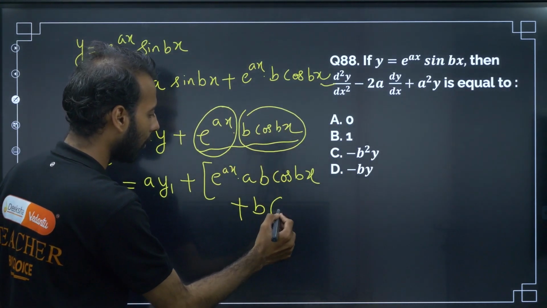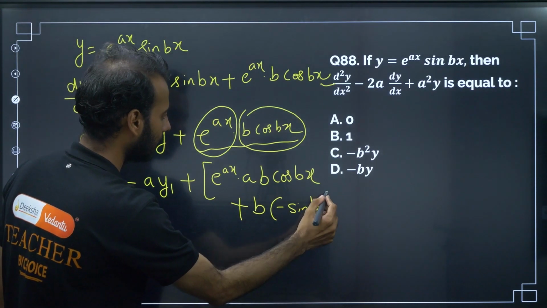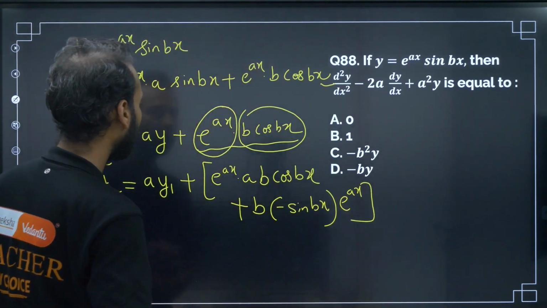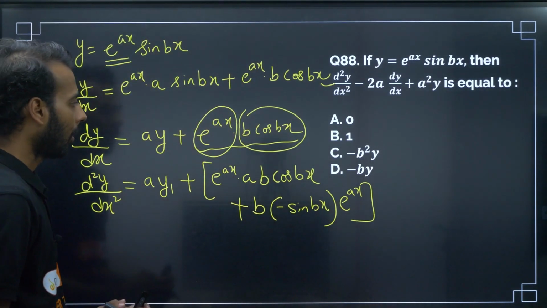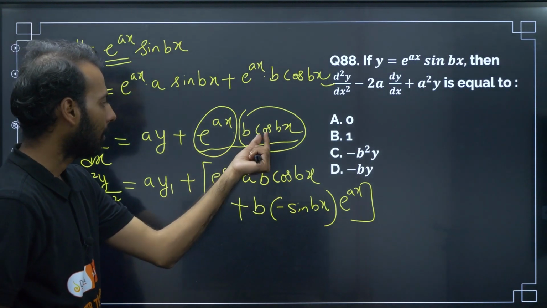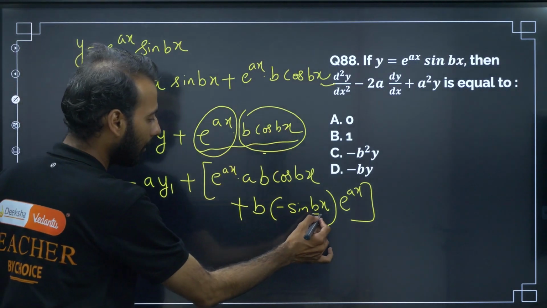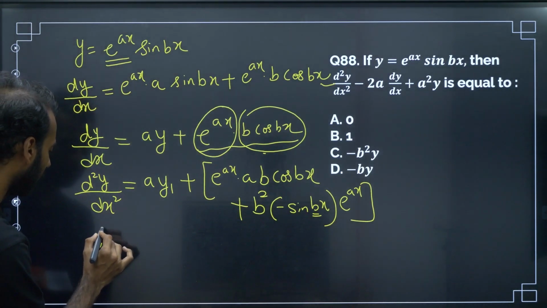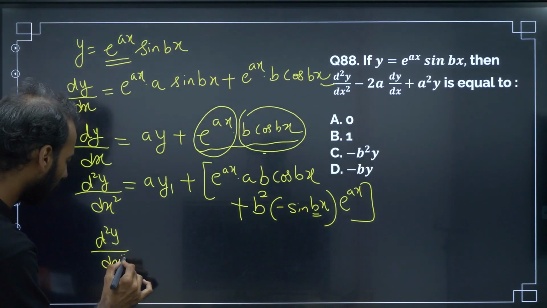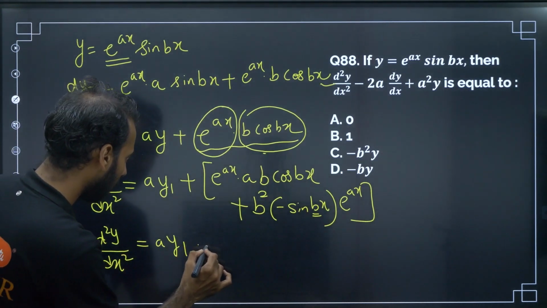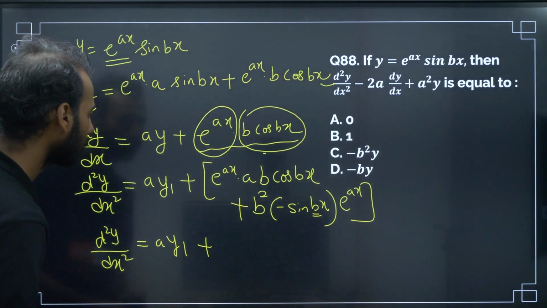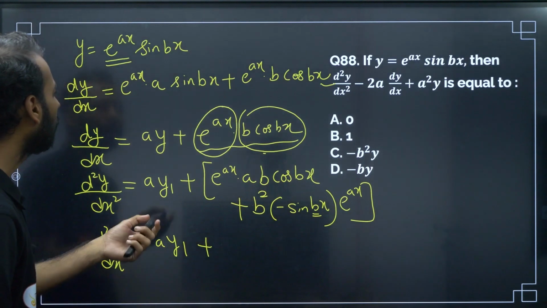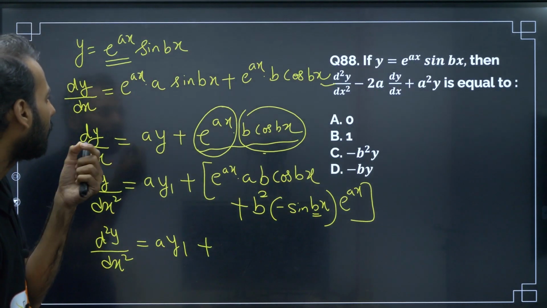For b cos bx, the derivative of cos bx is negative sine bx, with e raised to ax kept as it is. Cos bx I have differentiated, so I get a negative sign, and this b also will come, so b square. So d2y by dx square is equal to ay1 plus e raised to ax ab cos bx, plus negative b square sin bx e raised to ax.